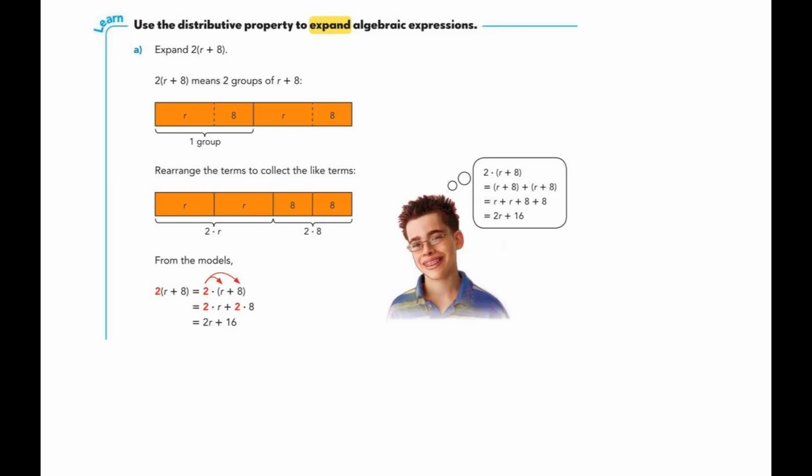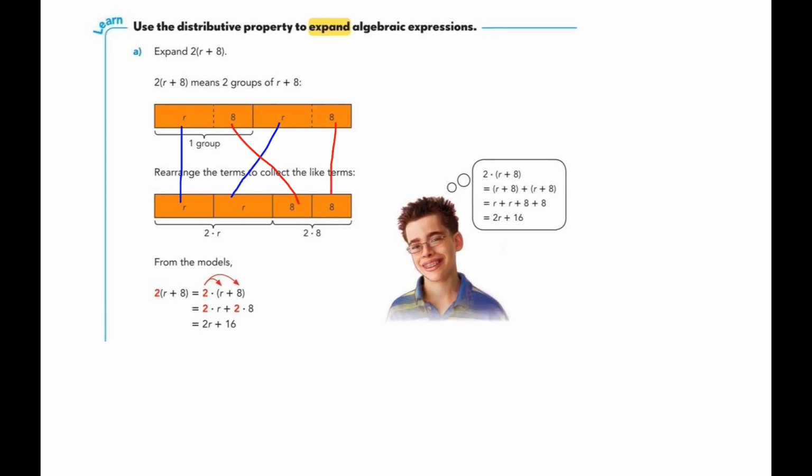If you use the bar model, you have one group of r and 8. We don't know what r is yet, it's just a variable. And we have another group of r and 8. So we have 2 groups of them. Why not put the like terms together? r and r, 8 and 8. We just shuffle these around, right? In fact, I can even draw it. And there you can see, you just shuffle them around.